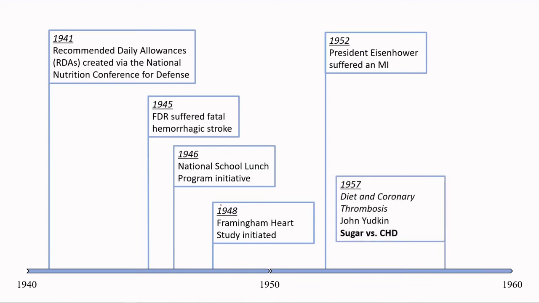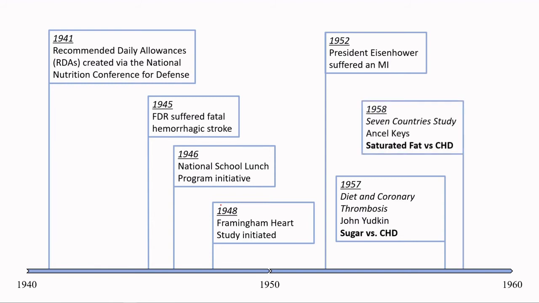the diet wars continued with the publication of Diet and Coronary Thrombosis by John Yudkin in 1957, in which he didn't really advocate for a single macronutrient as causative of coronary heart disease, but he was leaning more towards sugar at this time. 1 year later, the famous epidemiological 7-country study was published by Ancel Keys.